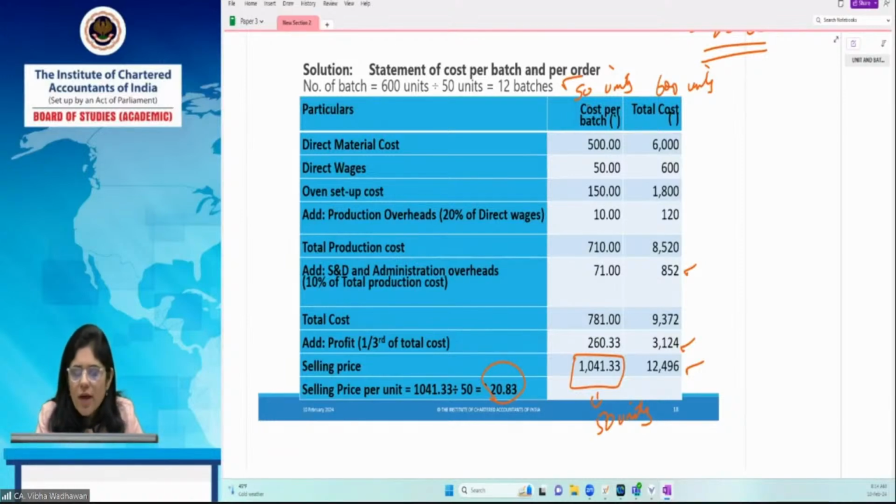That means 12496 divided by 600, or 1041 divided by 50. Any which way you can do it. So this is the selling price per unit. A very good question for practice we have done.